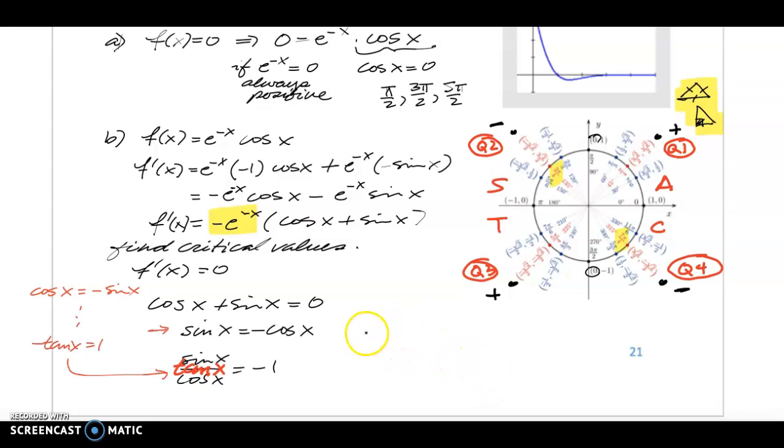So with that information, we can now use our sine diagram, right? We already know the points where you're going to have the min or max. So this is going to be 3 pi over 4, was it? Yeah, 3 pi over 4. And this is going to be 7 pi over 4. This is going to be your min and max.